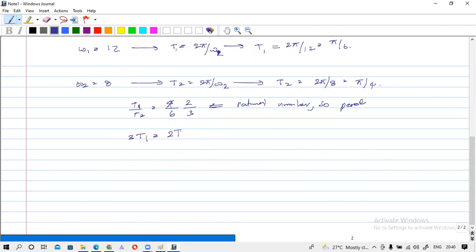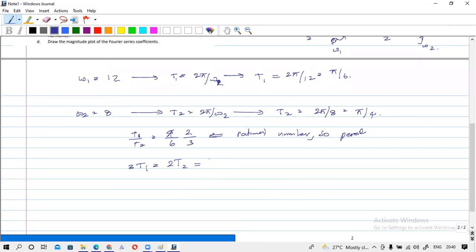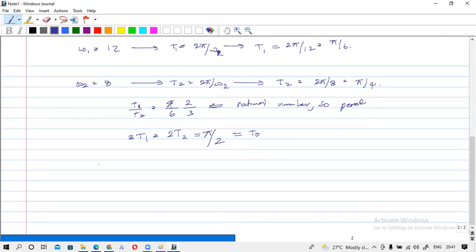The period is 3T1 equal to 2T2, which is pi by 2. If you multiply T1 by 3, you will have pi by 2, or if you multiply T2 by 2, you will again get pi by 2. That is the composite signal period. Let's say it is T naught. So T naught is equal to pi by 2.